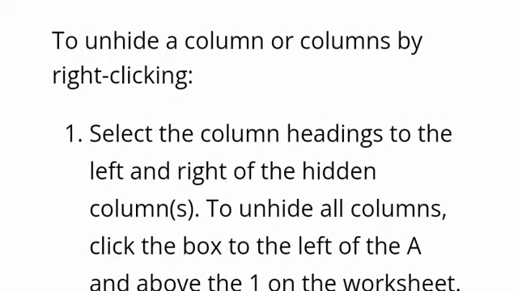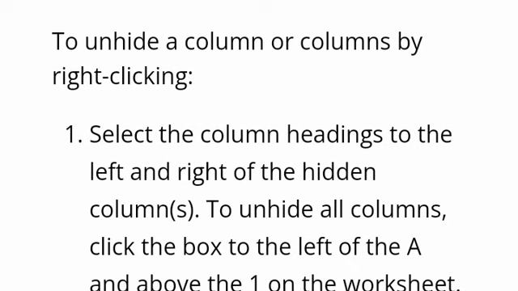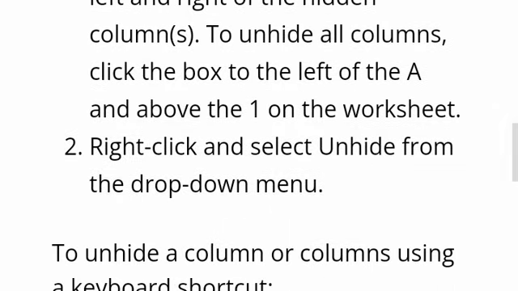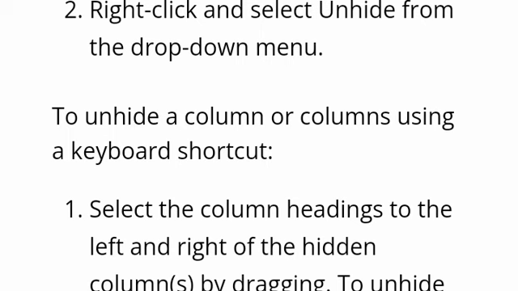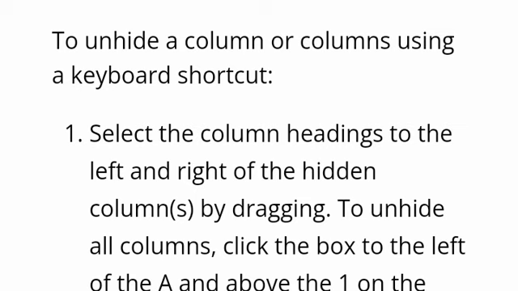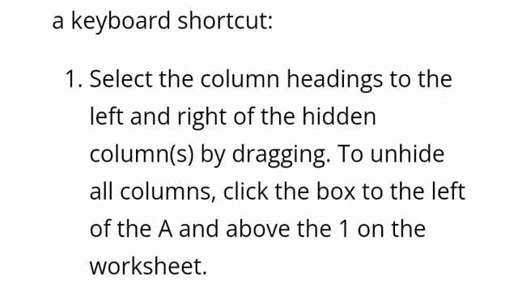Unhiding columns. To unhide a column or columns by right-clicking, select the column headings to the left and right of the hidden column. To unhide all columns, click the box to the left of A and above 1 on the worksheet. Right-click and select Unhide from the drop-down menu. To unhide a column or columns using a keyboard shortcut, select the column headings to the left and right of the hidden columns by dragging. To unhide all columns, click the box to the left of A and above 1 on the worksheet. Press Ctrl plus Shift plus 0. If this does not work, use one of the other methods.